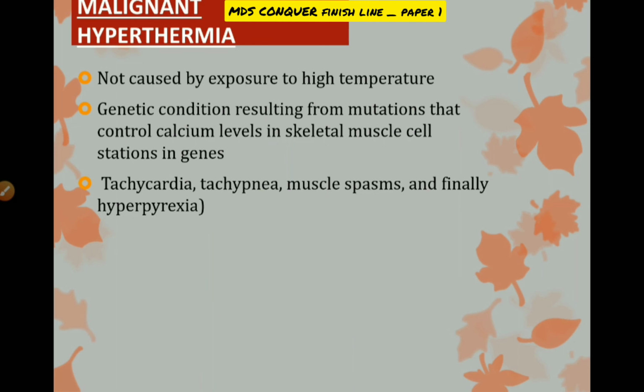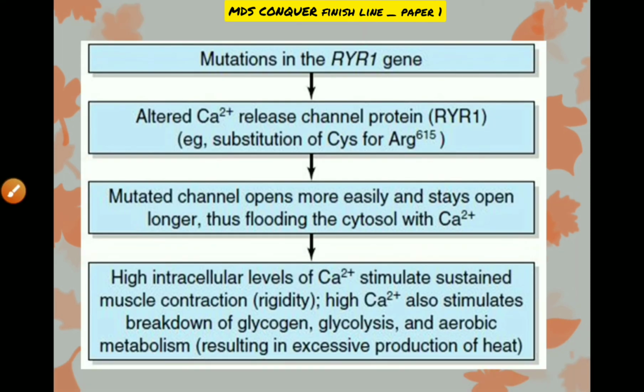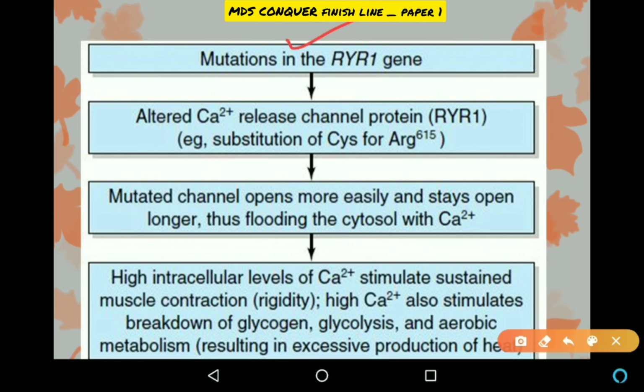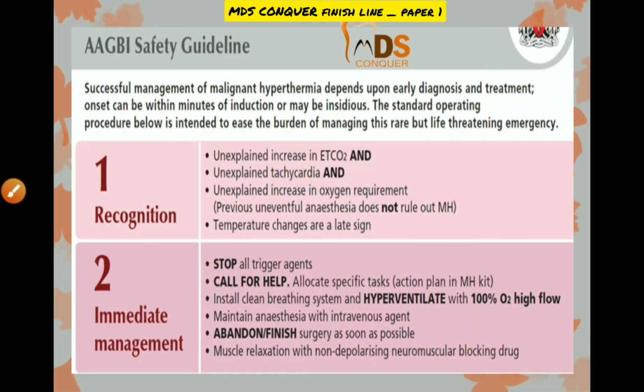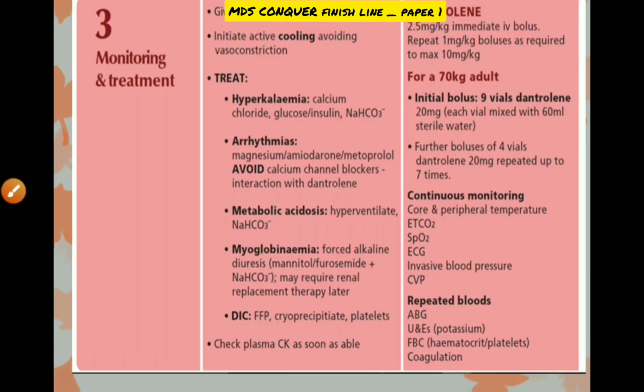Then one important hyperthermia seen is malignant hyperthermia, and this is mainly because of a few anesthetic agents. You can see tachycardia and tachypnea in this malignant hyperthermia. This may be because of mutation in the RYR1 gene. You can see here, and you can mention this gene in the exam. And this can be treated by recognition of the condition and immediate management, I mean hyperventilate the patient with 100% oxygen. Then the important drug here will be dantrolene sodium, which is given, and you can mention it in the exam.